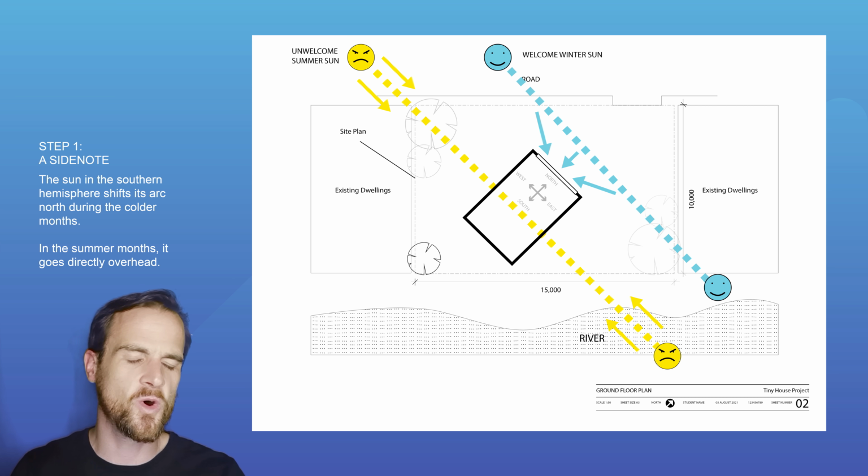So it's an unwelcome summer sun. So facing north, because it goes right overhead from east to west, those northern windows aren't going to get beaten down by the sun. They're not going to have direct sunlight coming through them.